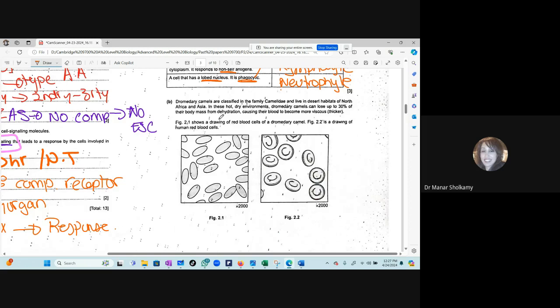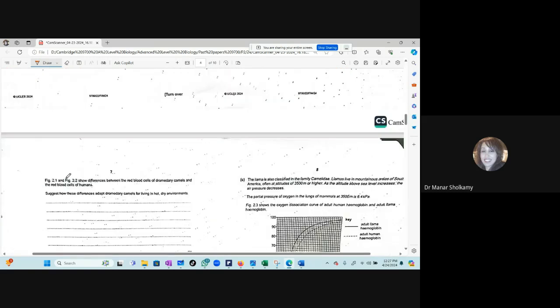Okay. Now, we have here pictures of two things. We have to read the question. Camels are classified in the family of Camelidae and live in the desert habitats of North Africa and Asia. In these hot, dry environments, these camels can lose up to 30% of their body mass from dehydration, causing their blood to become more viscous or thicker. Figure 2.1 shows a drawing of red blood cells of a camel, and figure 2.2 is a drawing of a human red blood cell. So this is the red blood cell of a camel, and this picture is the red blood cell of a human. Of course, they will ask you, what is the difference? Let's read the question.